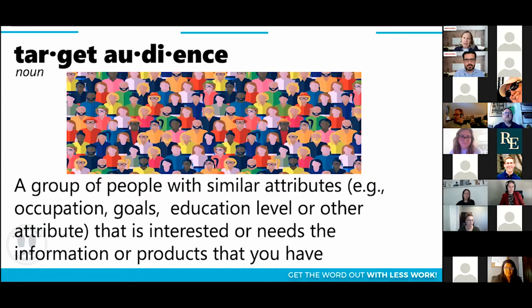Another thing to think about with target audience is their attributes. So look at this, a group of people with similar attributes. That could be an occupation, it could be a goal, it could be their education level, just something about them that is interested or needs the information or products that you have. What is this information on EMS 02 and what products do we have about it that can help make change in your community? So let's think about some attributes that we might want to reach for EMS performance measures 2 and 3.